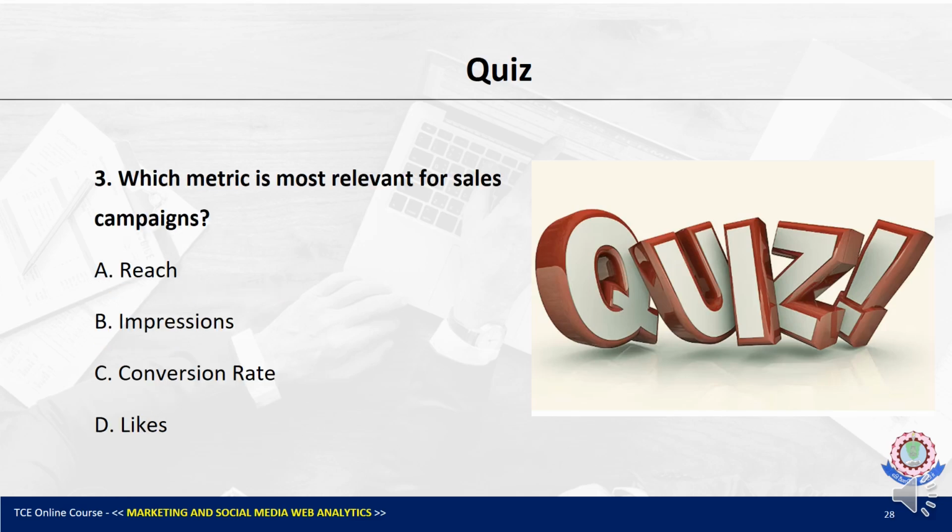Third question, which metric is most relevant for sales campaigns? Option A, reach. Option B, impressions. Option C, conversion rate. Option D, likes. The answer is option C, conversion rate.